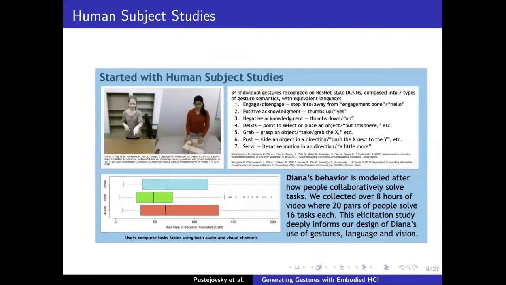This was designed after human subject studies at CSU and the University of Florida gave us a rich example of how humans interact with one another in order to collaborate on tasks. And so we started with human subject studies and identified what the gestures in this domain were that were needed, involving engagement and disengagement, acknowledgement, both positive and negative, deixis, and then a variety of iconic affordance and actions such as grabbing and pushing, and then iterative motion, something we call servo.